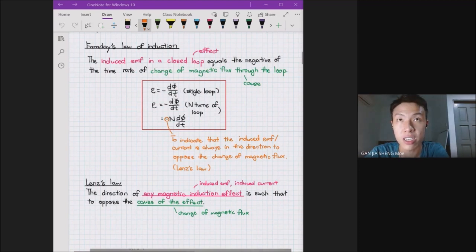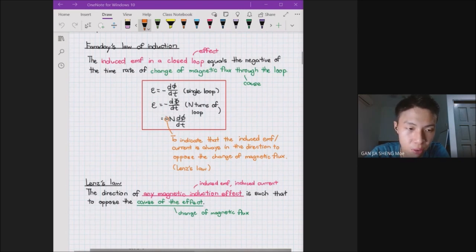If your coil has a loop but with multiple turns, then you have to change it to the magnetic flux linkage. But the magnetic flux linkage is just N times the magnetic flux. Since N, we never change the N usually. Okay, you can change the number of turns, but we really don't do that. So we can assume N is constant and we bring it out from the differentiation. Okay, N is constant, therefore we bring it out.